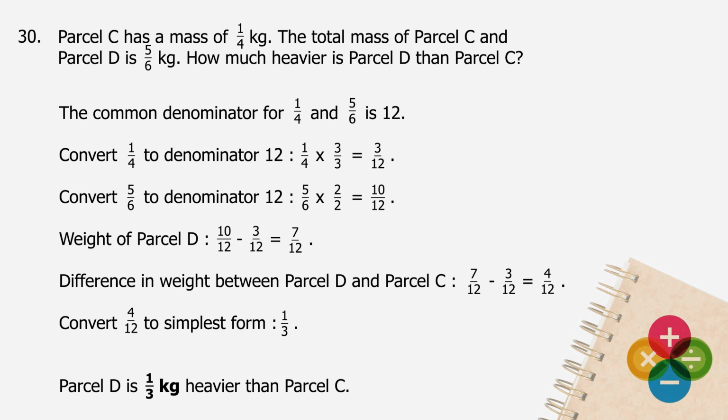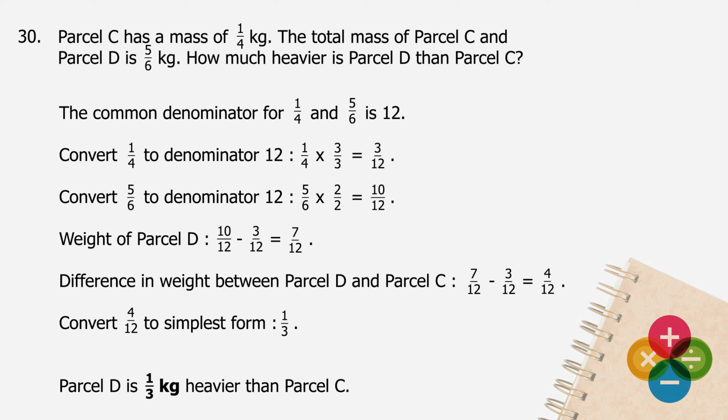The common denominator for 1/4 and 5/6 is 12. Convert 1/4 to denominator 12 will be, multiply 1/4 by 3, and the product is 3/12. Convert 5/6 to denominator 12 will be, multiply 5/6 by 2, and the product is 10/12. The weight of parcel D will be, subtract 3/12 from 10/12, and the difference is 7/12.